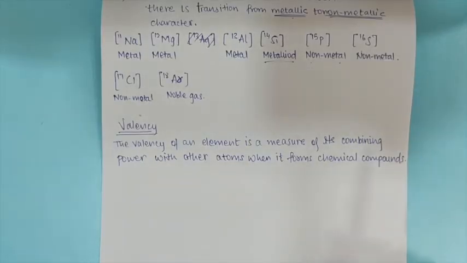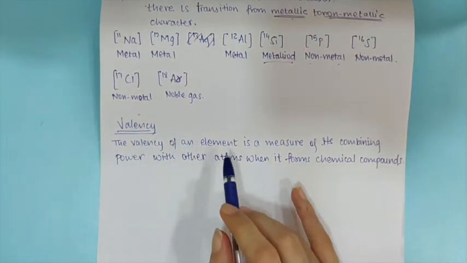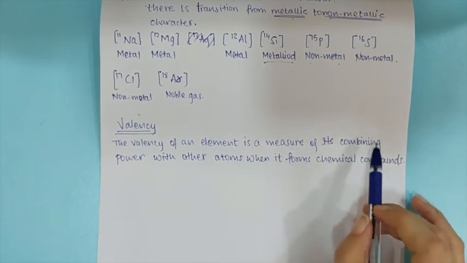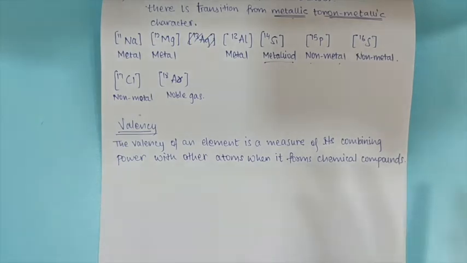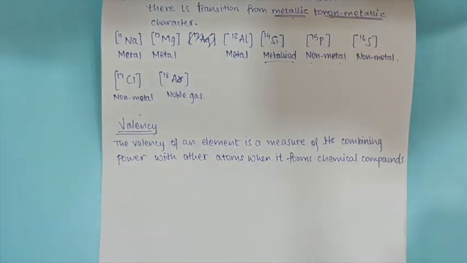Now we come to the valencies of each element. What exactly do you mean by valency? The valency of an element is the measure of its combining power with other atoms when it forms chemical compounds. So if I go on explaining in simple terms, valency is the number of electrons that a neutral atom of an element loses or gains in order to become stable.